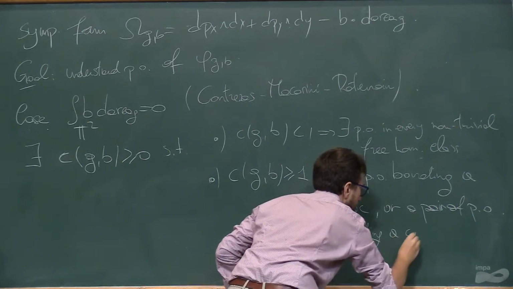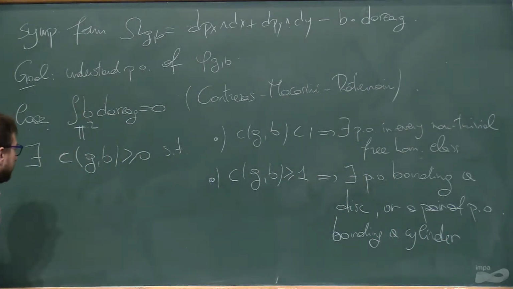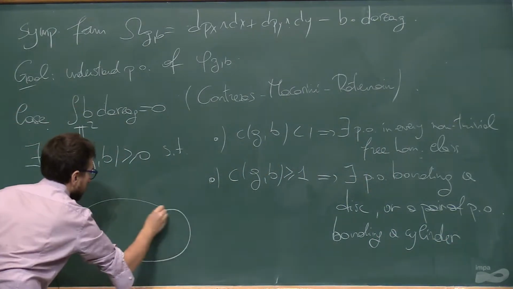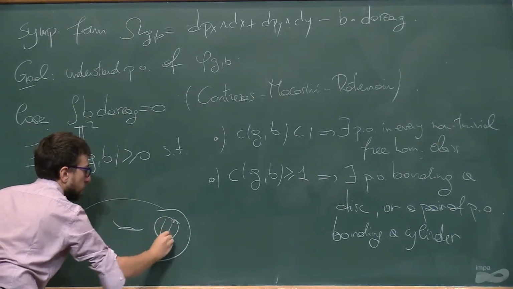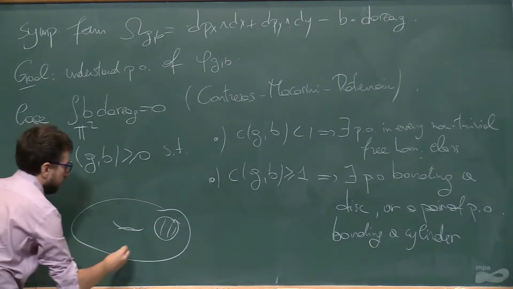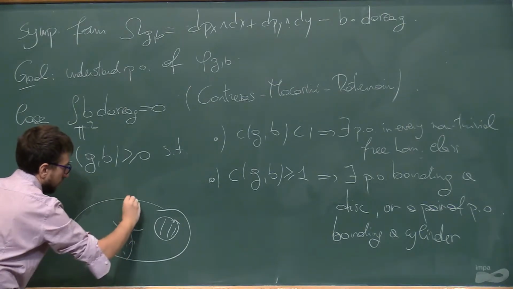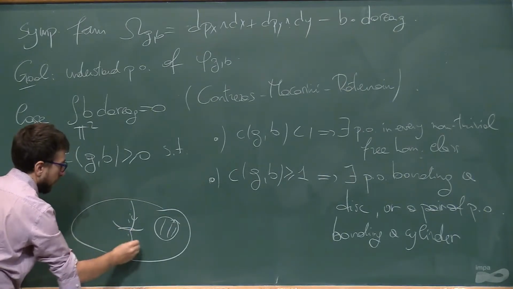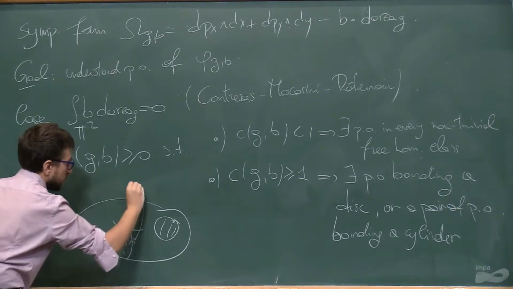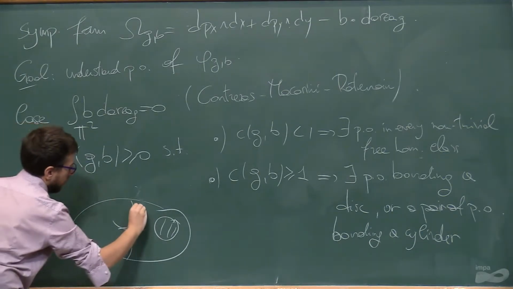Okay, and here the disk and the cylinder are both embedded. So what can happen here is that either the orbit bounds a small disk, or you have here a cylinder bounded by the two periodic orbits. It's gamma 1 and gamma 2.